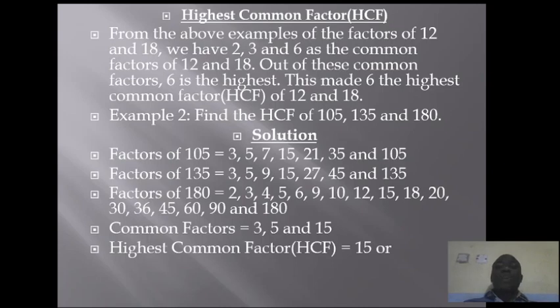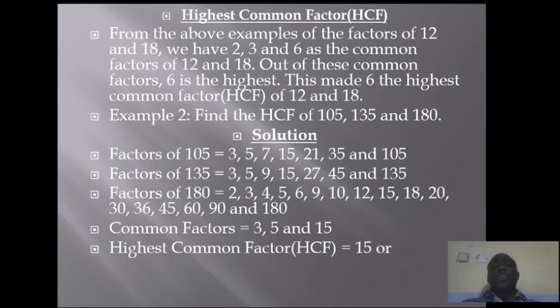Define highest common factor. So we look at the word, the common factors of 12 and 18. The common factors of 12 and 18 are 2, 3, and 6. So the word highest will now come into play. Highest means the most, the greatest, the number that is bigger than others. So we cannot achieve the definition from common factors alone.